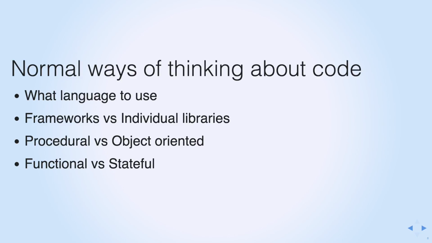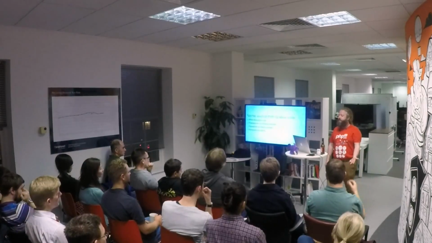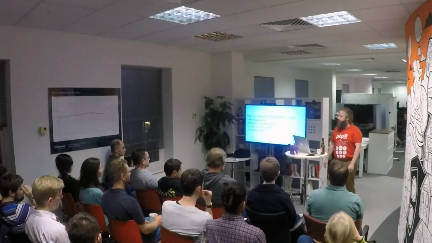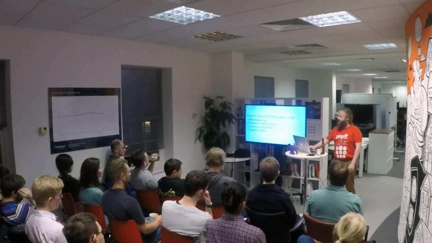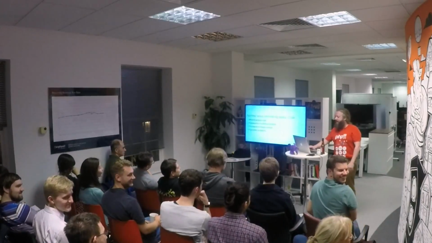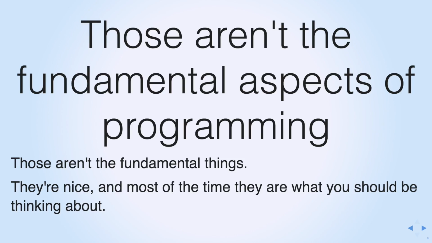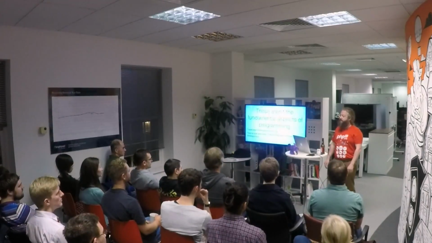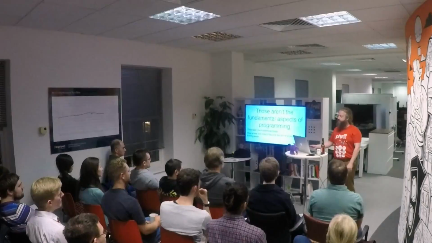We normally think of high-level things like what language should we be using, what frameworks should we use versus individual libraries, whether we should be using procedural or object-oriented code, or whether functional programming versus code that works is a good thing. Those are the high-level things in programming, but they aren't the fundamental ones. Most of the time, those are the good things to think about, but sometimes you need to break it down and just really think what is actually going on at a fundamental level when you're doing programming.